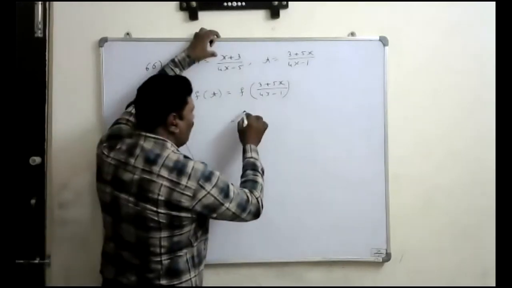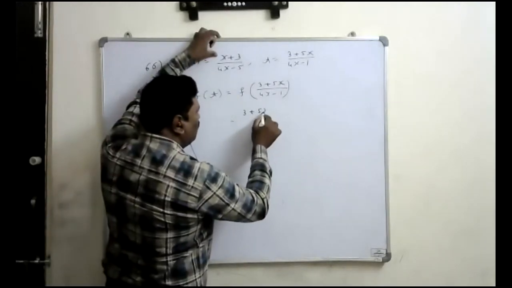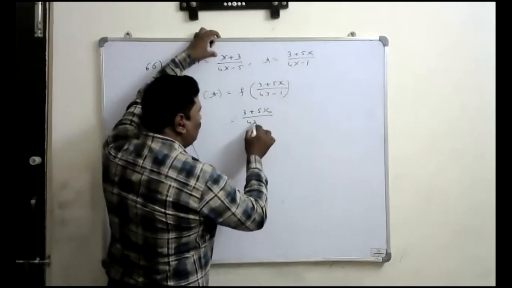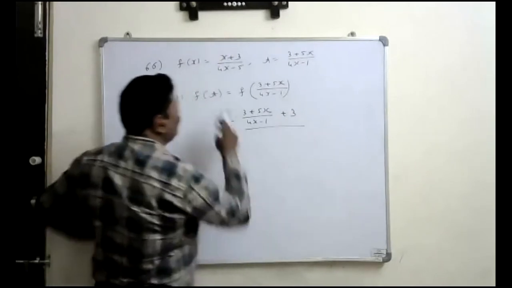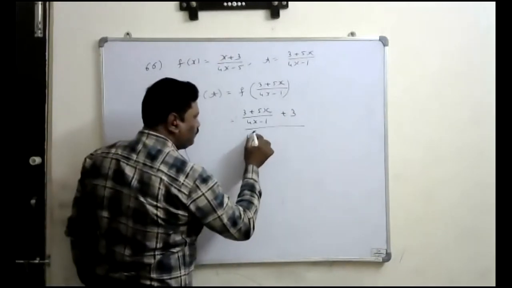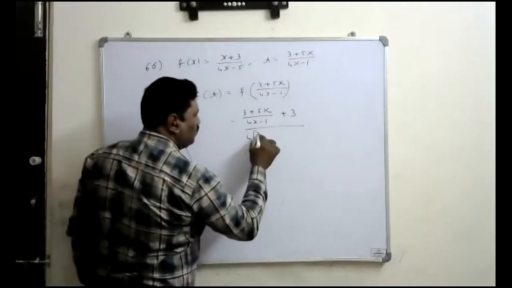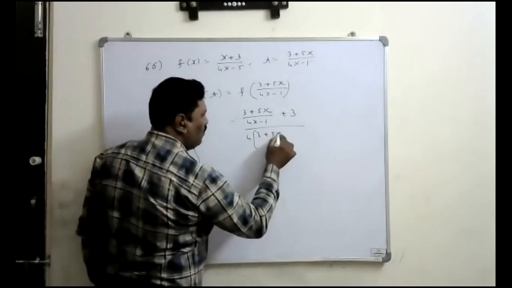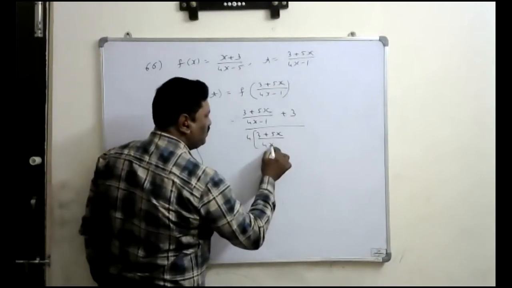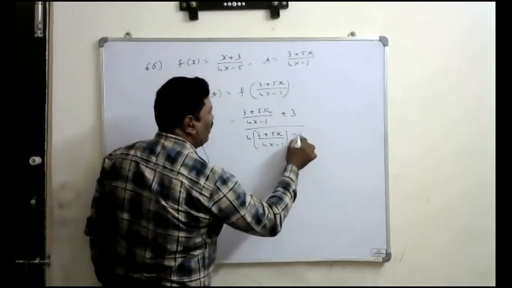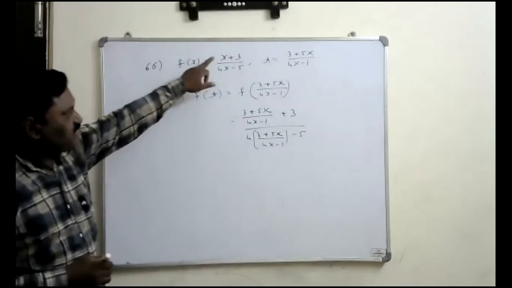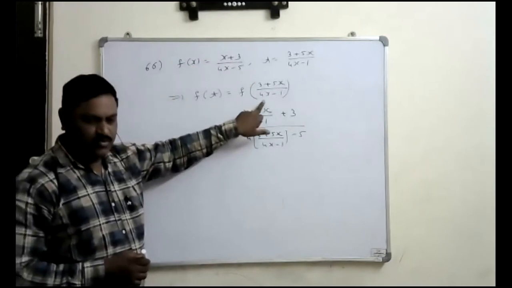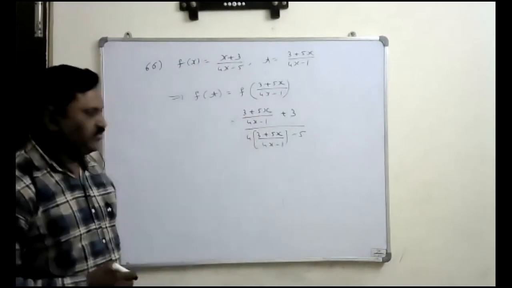That is 3 plus 5x upon 4x minus 1. This is x plus 3 upon 4 into x, where x means 3 plus 5x upon 4x minus 1, minus 5. In the given function, replace x by this entire value. Then we have to simplify this.